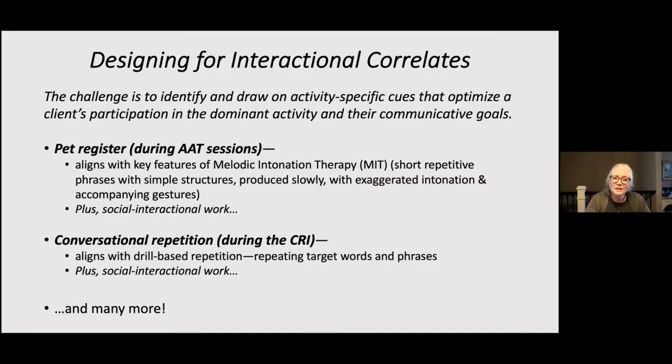The second one I wanted to highlight is conversational repetition. This is what was happening during the collaborative referencing intervention, and again, what Suma was talking about in her comment a few minutes ago. Conversational repetition aligns with drill-based repetition, repeating target words and phrases, but it's also aligned with social interactional work. And of course, there are many, many more. We've just begun looking at things this way.